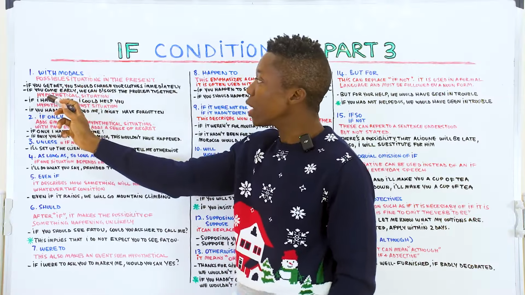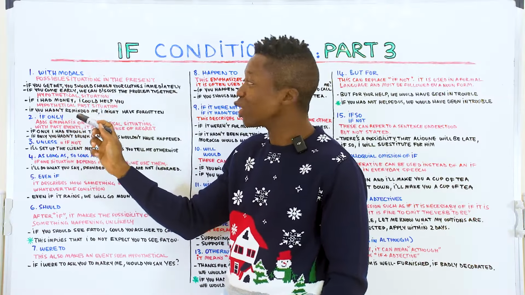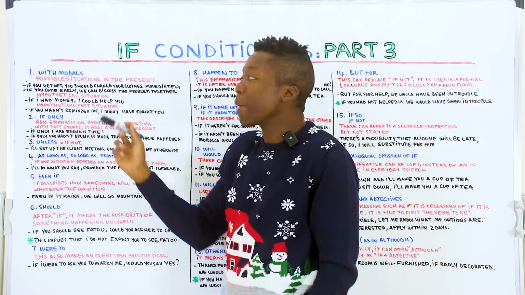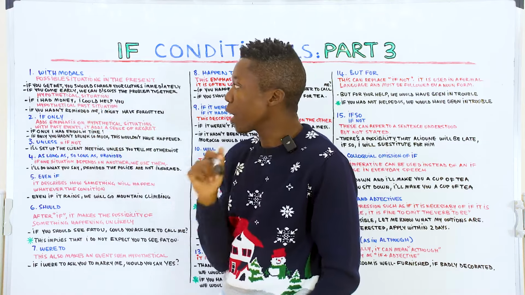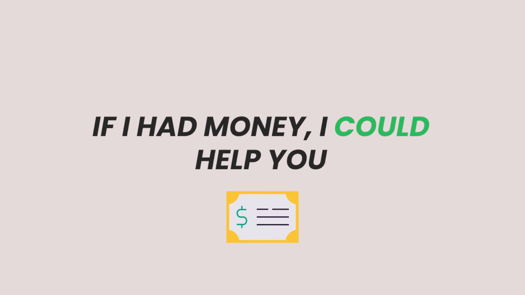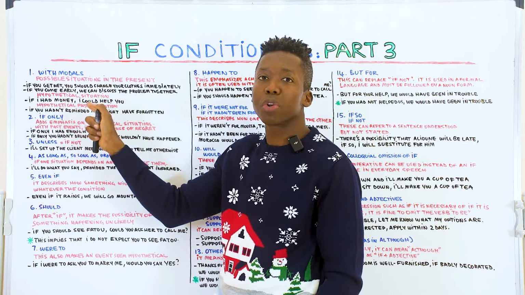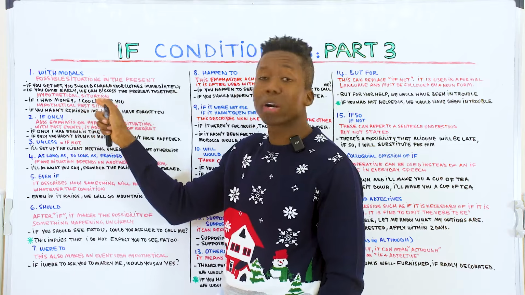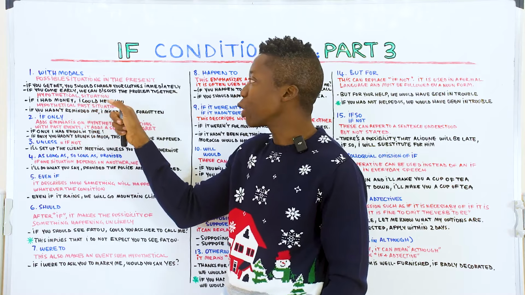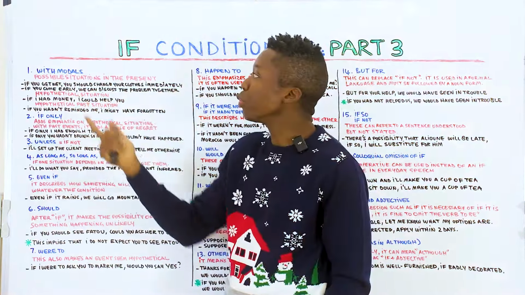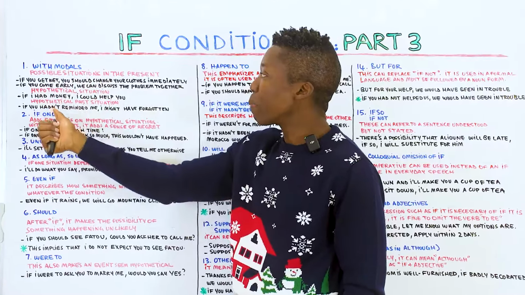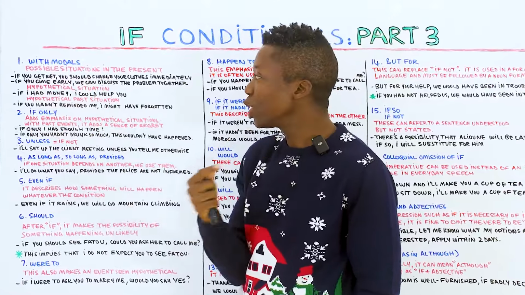We can also use it for hypothetical situations. For example, if I had money, I could help you, right? If I had money, I could. This is a modal verb, I could, or a modal auxiliary. I could help you.